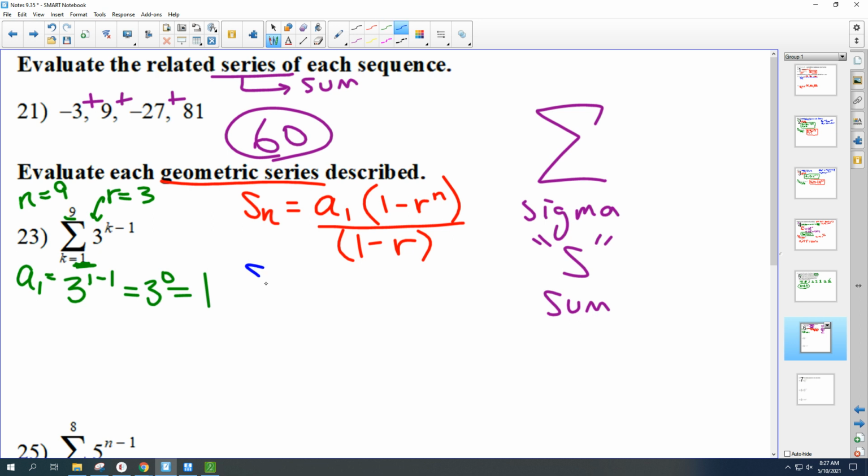We want to find the sum of those 9 terms. So S_n, there are 9 terms. That's what you'd get if you plugged in 1, 2, 3, 4, 5, 6, 7, 8, 9. It's going to be A1, which was 1, times 1 minus the r value, which was 3, to the nth power, and n in this case is 9, all over 1 minus r, which is 3.